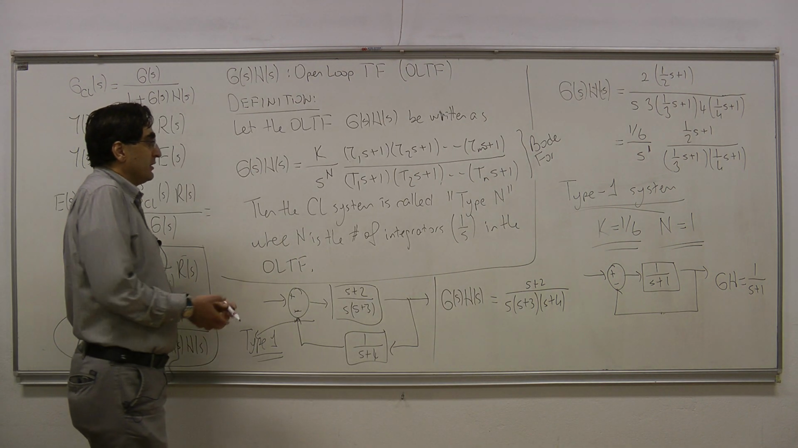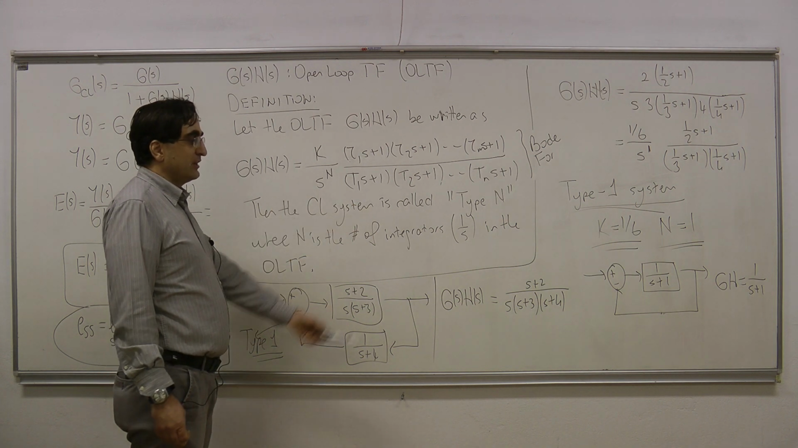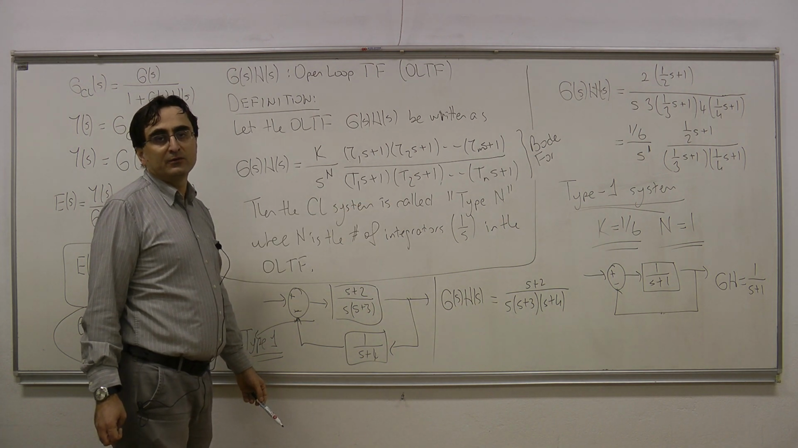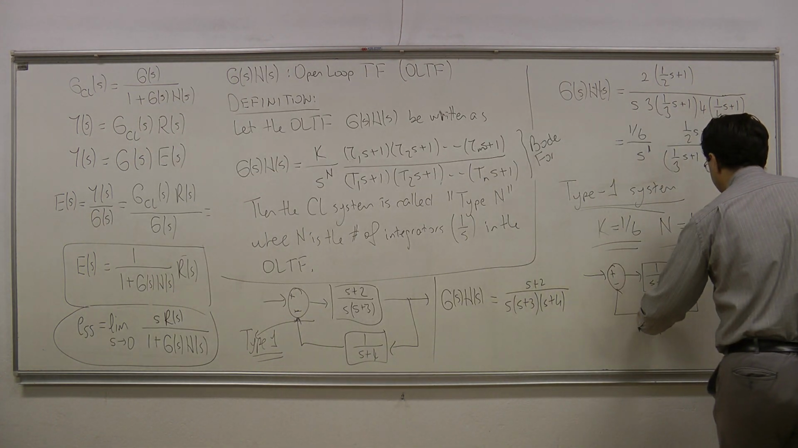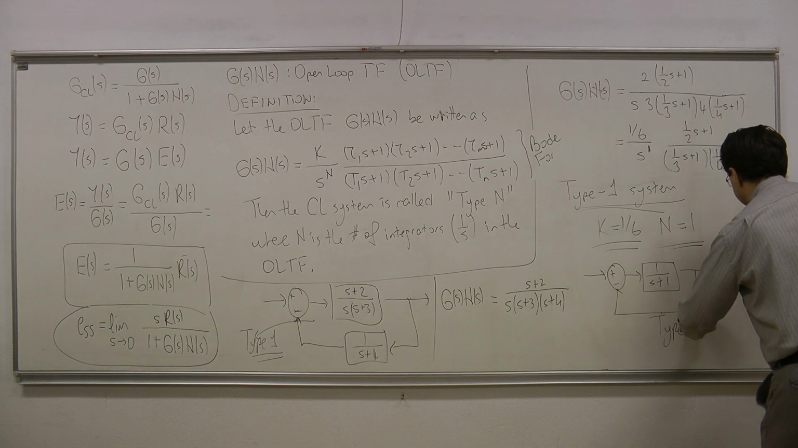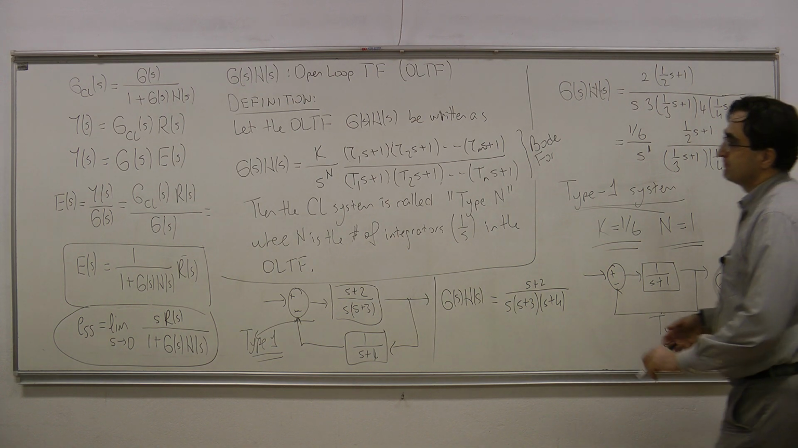So I need to count the 1 over s's in that transfer function, and there is no 1 over s in that transfer function. Okay? That means that this system is a type 0 system.